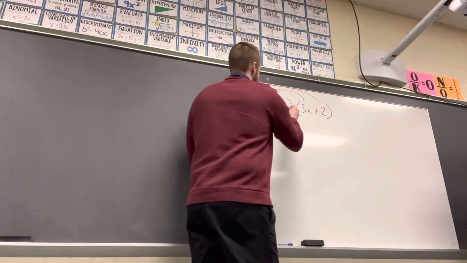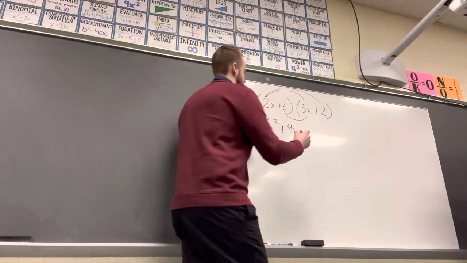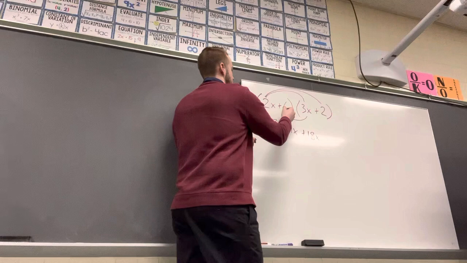What's the next number we multiply with? 6. 6, good. So we'll go 6 with the 3x. And that will give us what? 6 times 3x is? 18x. So plus 18x. Good. And the last part, 6 times what? 2. And that's going to give us a positive what? 12. Good. And are we done?